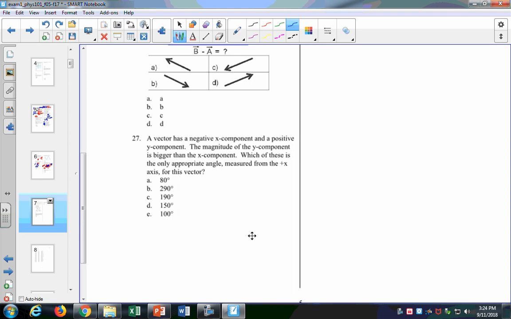Can you rephrase your question? Tell me again what you're looking for. How to narrow it down. You can normally narrow it down to two. Okay, how to figure out which one it is.